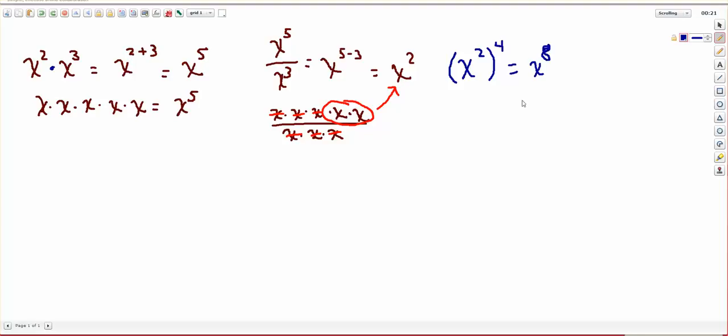Sorry about that, my 8 was pretty bad. So now think about it. X squared to the 4th power. So we're multiplying x squared by itself 4 times. 1, 2, 3, 4. And now we can use the product rule. The product rule says if we have the same base, we can add those exponents. 2, 4, 6, 8. So x to the 8th. And if you want to break it down even more, that's xx, xx, xx, xx. There's 8 of them.